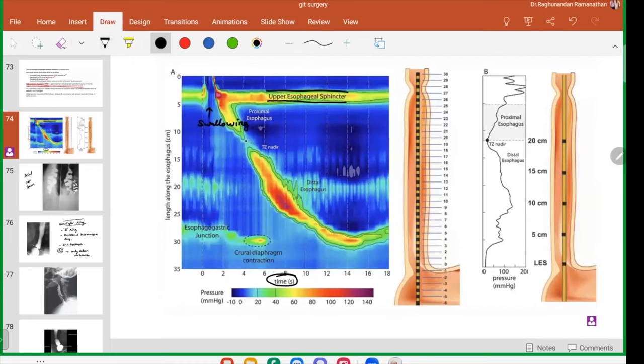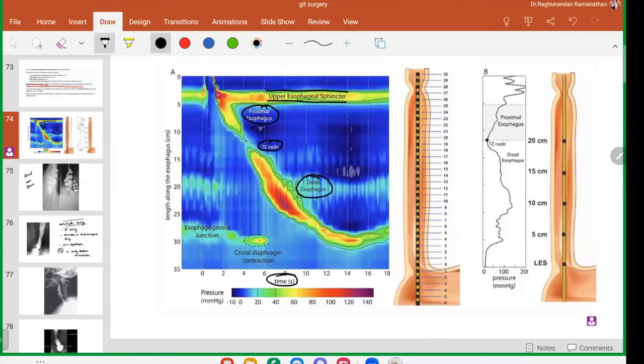So once you take the food, swallowing occurs, right? In the proximal esophagus there will be pressure. At one particular point called the nadir point, there is no pressure from your valve, that is going to be your middle one third. Going to the distal esophagus, you are going to have this contraction. Can you see here, in the particular area, there is a contraction. Then you have this crural diaphragm contraction which will be occurring earlier, within 6 seconds.